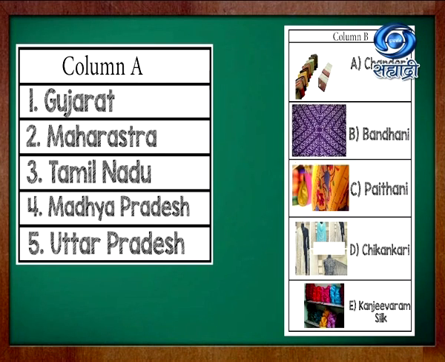We now move to Madhya Pradesh. Madhya Pradesh is very famous for its Chanderi silk. We have finally Uttar Pradesh. Uttar Pradesh is very famous for its chikankari work. Were you able to guess all these answers? I hope you were. It is very important to learn new words in order to learn any language.